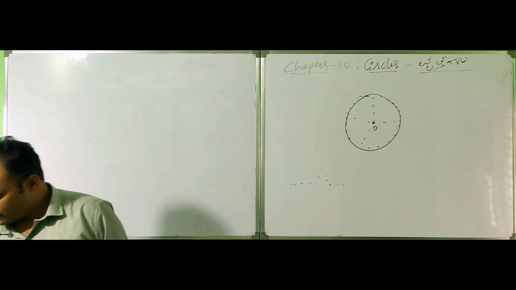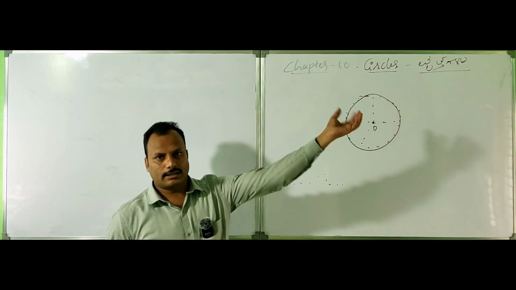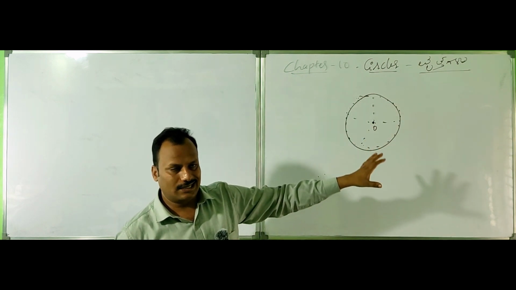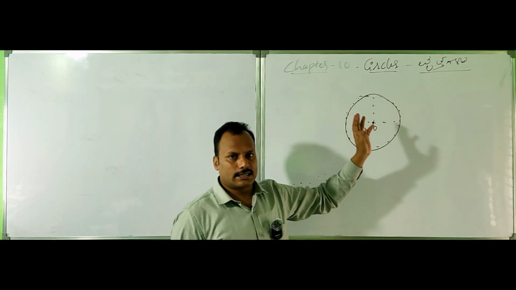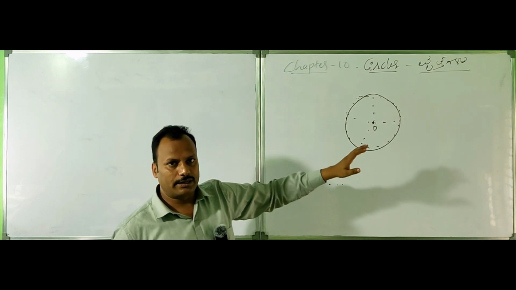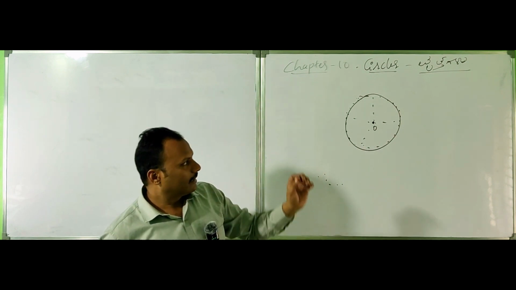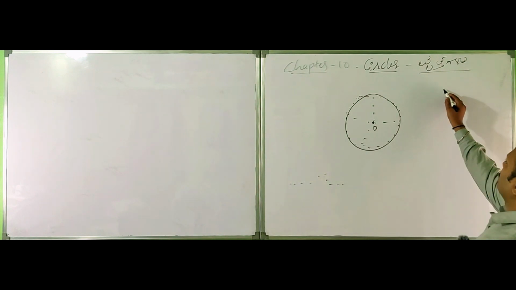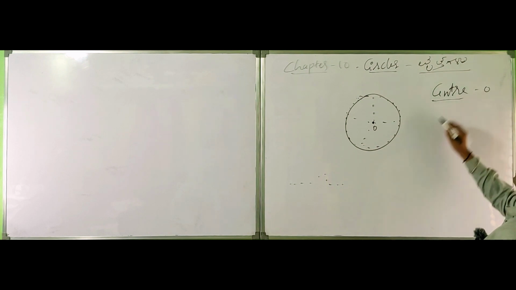Okay, center first. Center is the fixed point where the line segment is drawn. The fixed point is called center. Circumference is the line connecting, the length of the line drawn from the fixed point in the plane. Some technical names. Center is O.